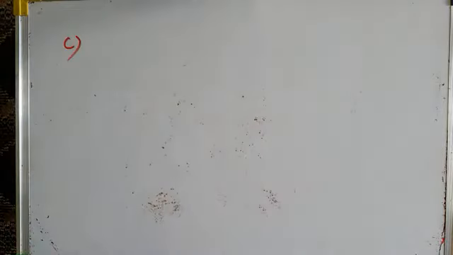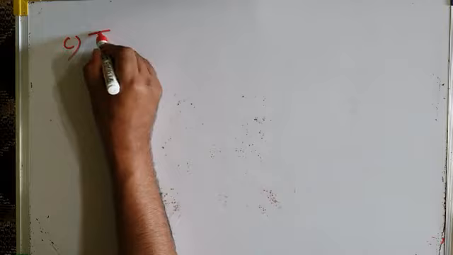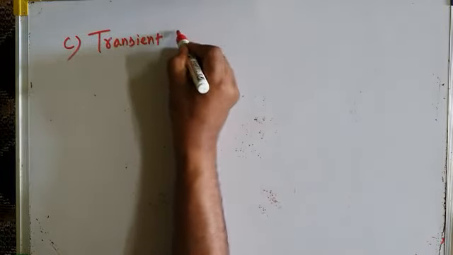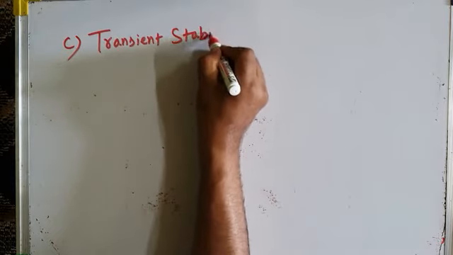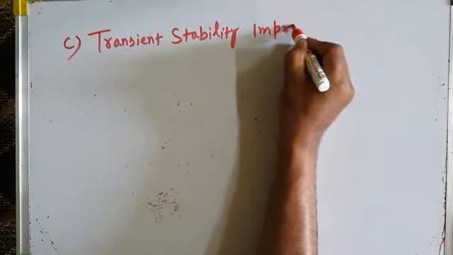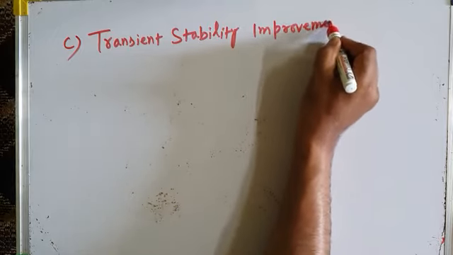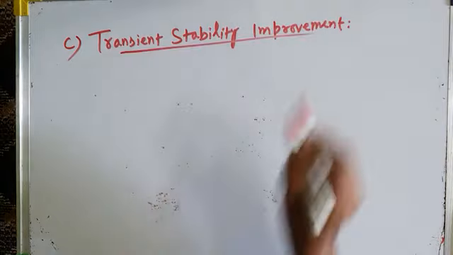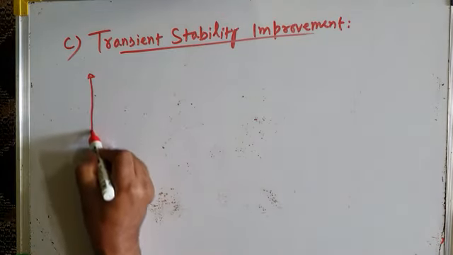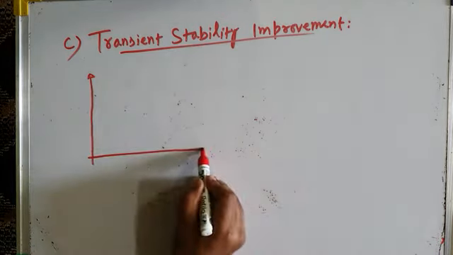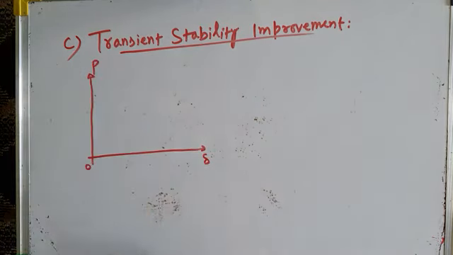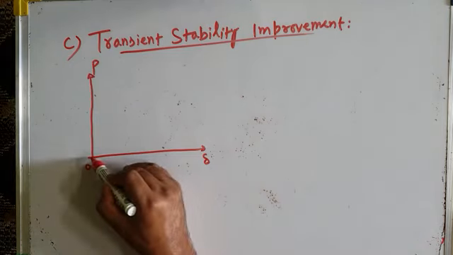Third advantage is transient stability improvement. I will write here: transient stability improvement. Series capacitive compensation improves the transient stability of the transmission system. This can be explained with the help of power angle characteristics for uncompensated system and for series compensated system. Let me draw these characteristics and then I will explain.